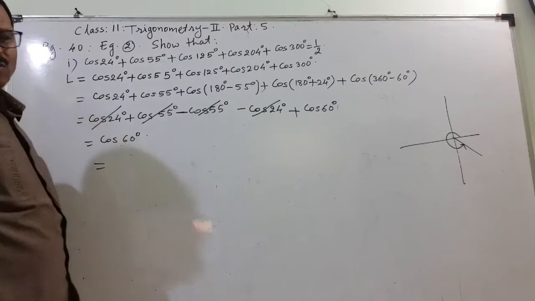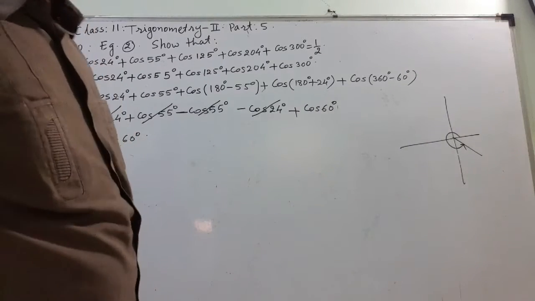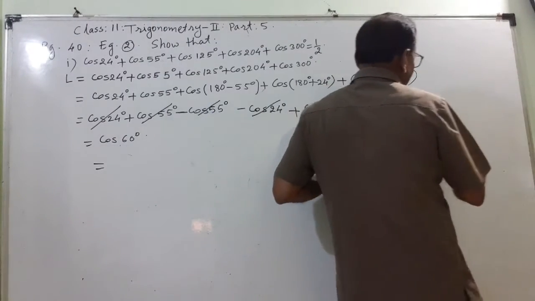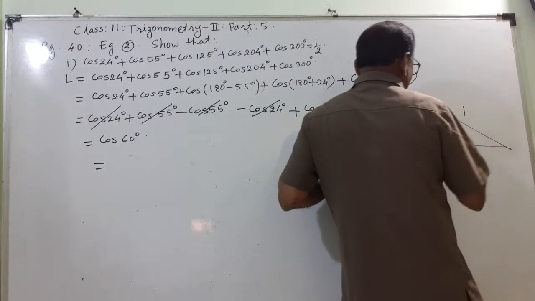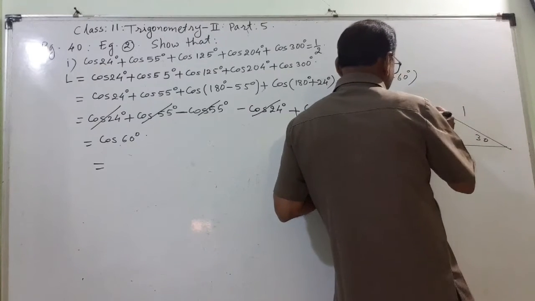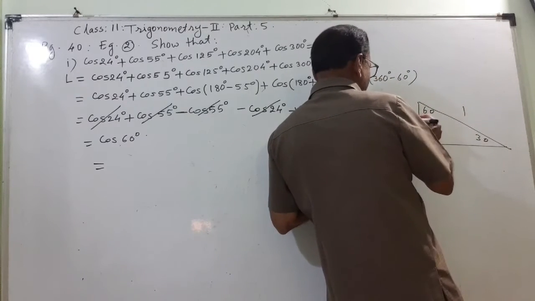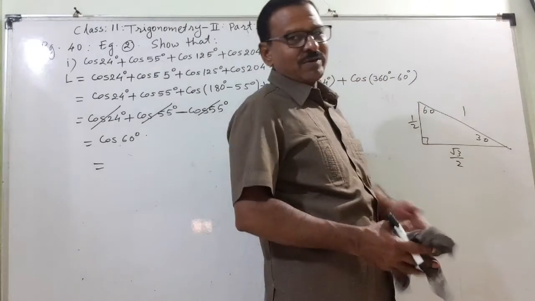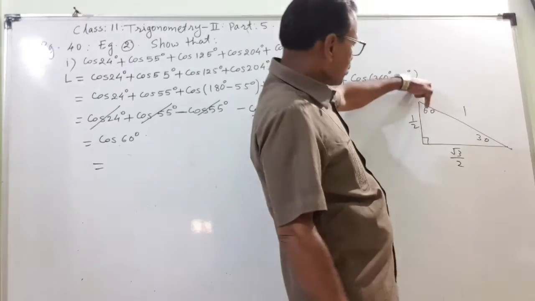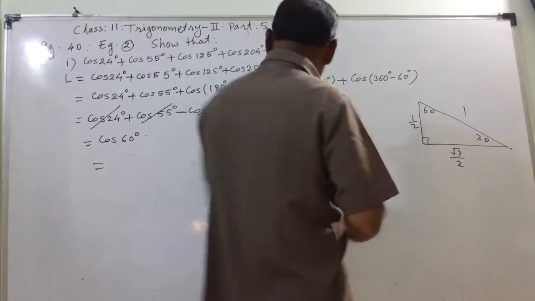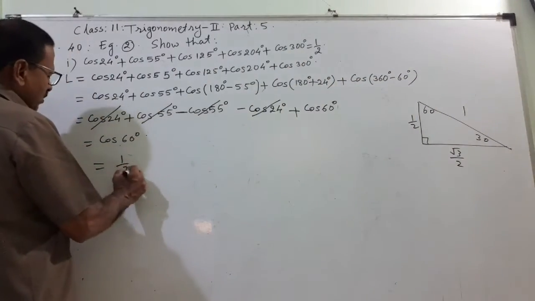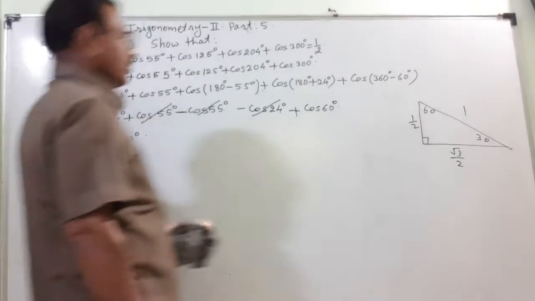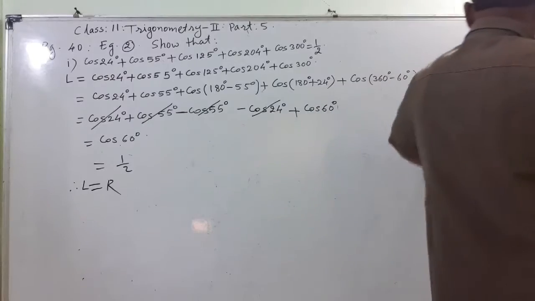That is equal to cos, means the adjacent side of 60, find that. Draw a unit triangle, a hypotenuse 1 triangle, 30, 60. Side opposite to 30 degrees is half. Side opposite to 60 degrees is root 3 upon 2. Sin means opposite, cos means adjacent. Cos of 60, its adjacent side is half. So it is equal to half. Therefore, LHS equals RHS. Okay, now this sum is over.